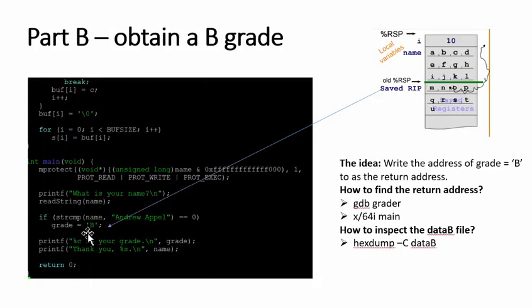So you find out where the grade equals B is, and you can find that return address by doing GDB grade and all that. And then again, you create a file so that this address is going to be encoded into this file here. So in other words, when you're reading it, it reads the buffer, and then the return address is going to be here. It's going to jump here, and it's just going to print the grade B.